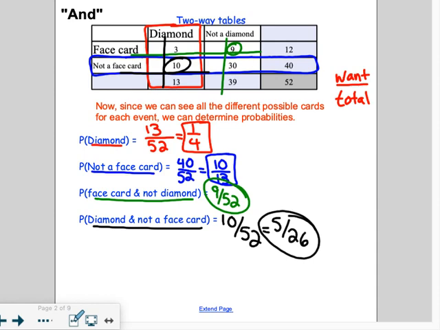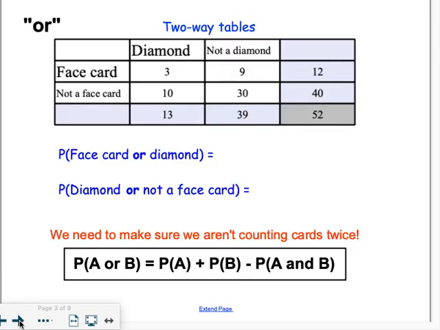So doing a two-way table here, looking at the word "and": when we see the word "and", it's just where do those intersect? Where do those intersect? Now, what if we have the question "or"? Notice it's the same exact two-way table, but now the question is probability of face card or a diamond.